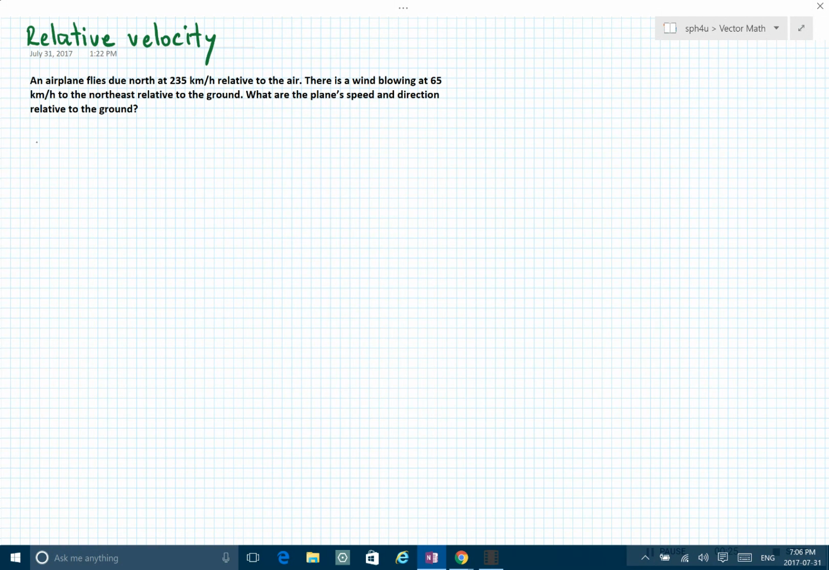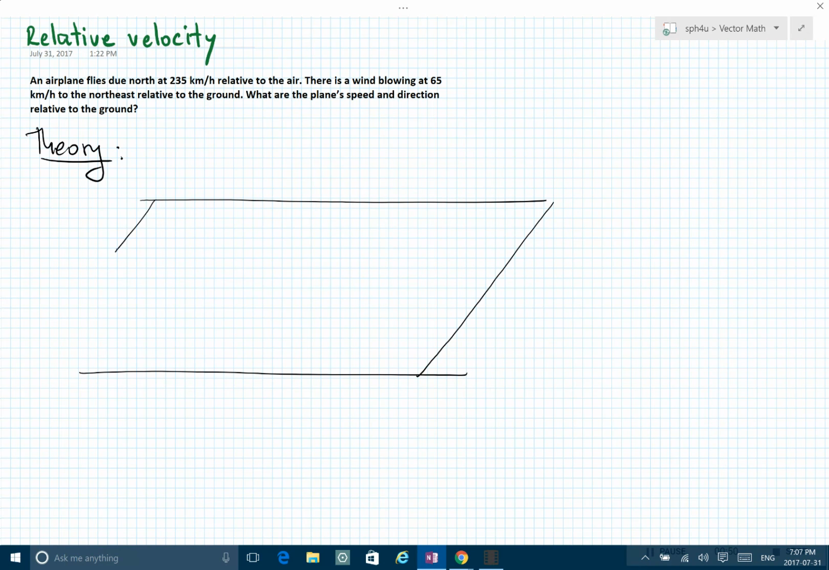So before we work with this problem, let's work quickly through some theory. We have an equation. Let's put it this way, we have a frame of reference. For example, say this is some sort of a medium A, and medium A, whatever that is, air, water, conveyor belt, treadmill, it's moving in a certain way.